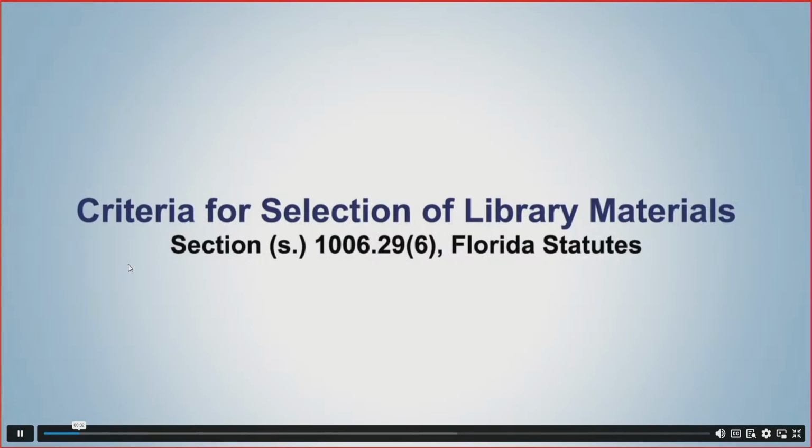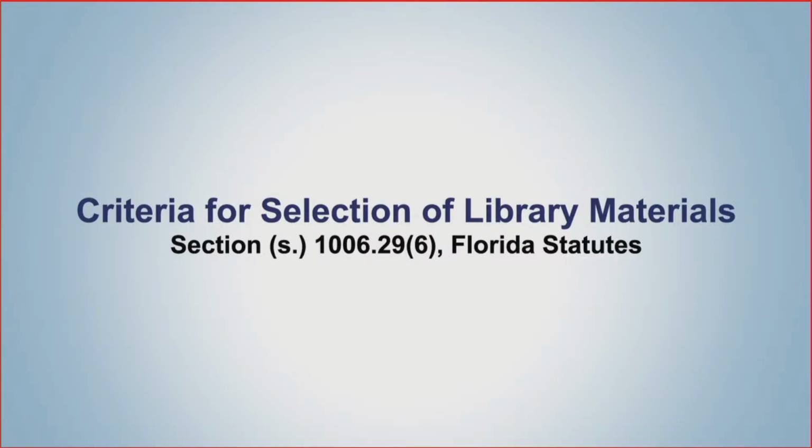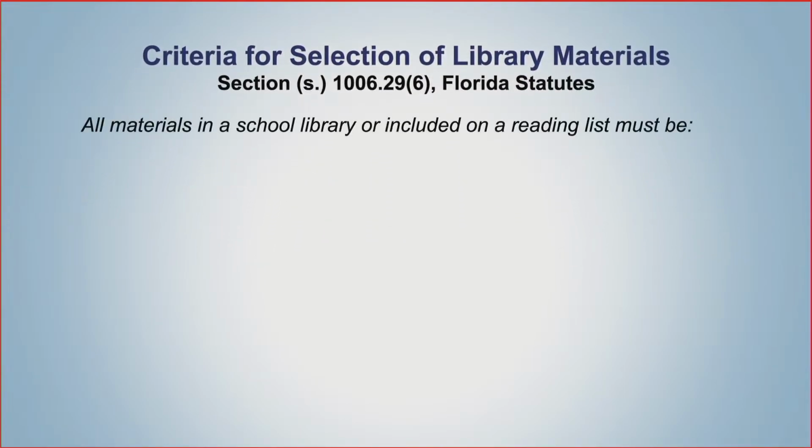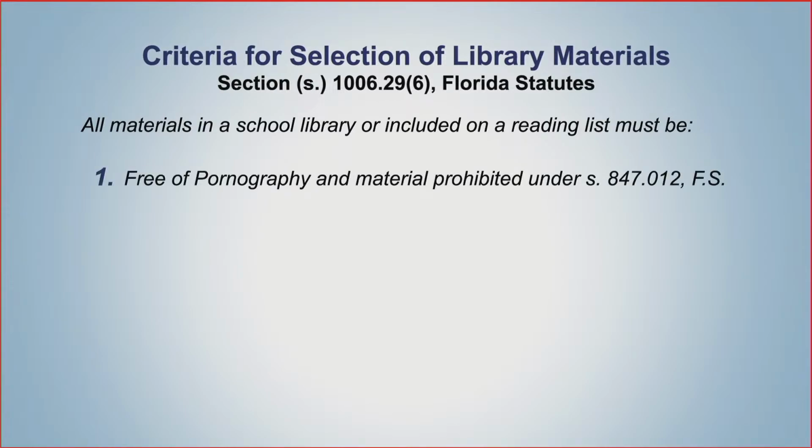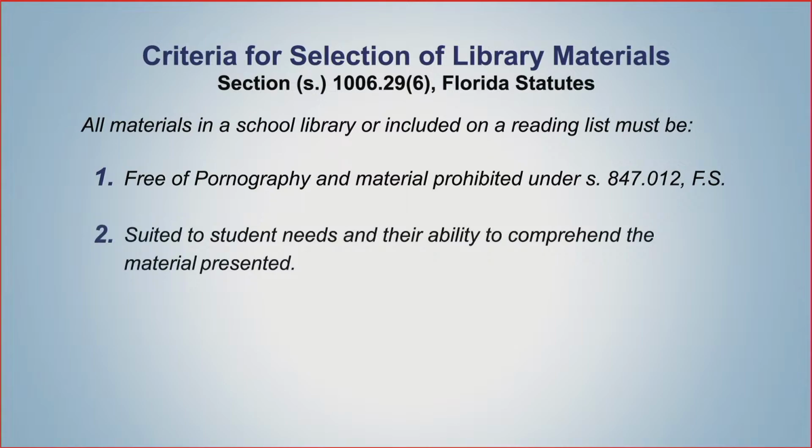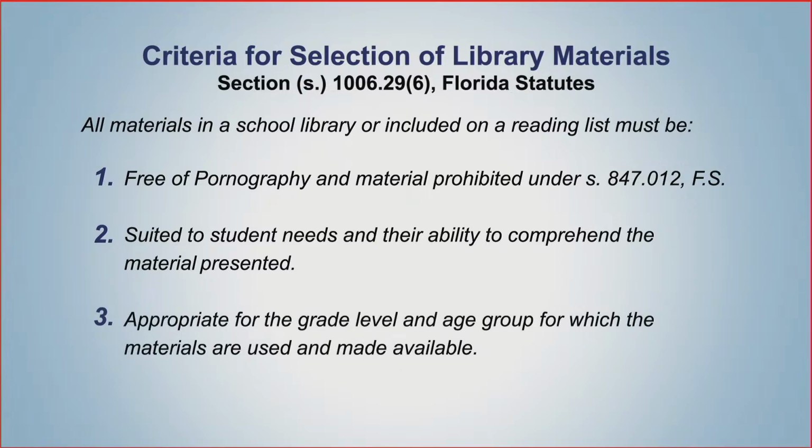Library materials and materials on a reading list must meet several statutory requirements. Here and on the next few slides, we'll discuss what Florida statute requires. Materials must be, 1. Free of pornography, and all materials prohibited under Section 847.012, Florida Statutes, are not permitted in a school library or media center. 2. Materials must be suited to student needs and their ability to comprehend the material presented. And finally, materials must be appropriate for the grade level and age group for which the materials are used and made available.